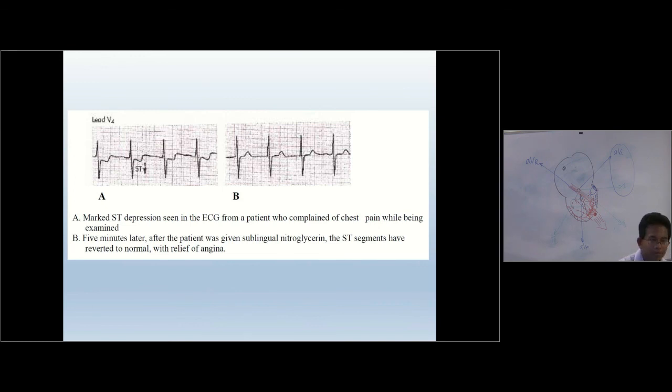Then we stopped the treadmill and treated the patient with sublingual TNT. That's a treatment we give for acute ischemia. It helps to increase the coronary artery circulation. The patient got relieved of pain and improved, and we noticed the ST segment came back and the ECG turned back to normal.